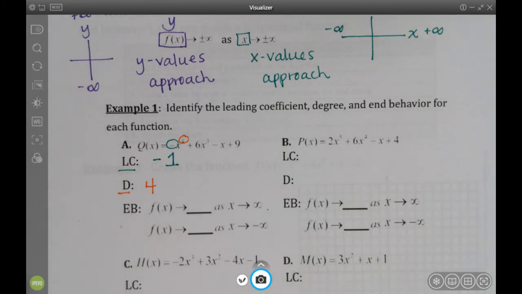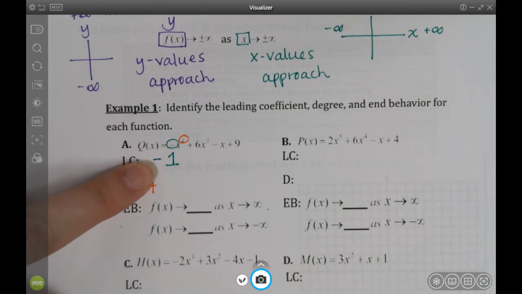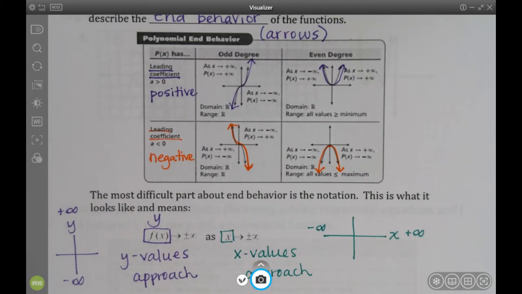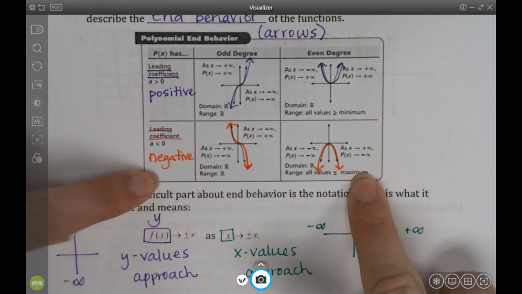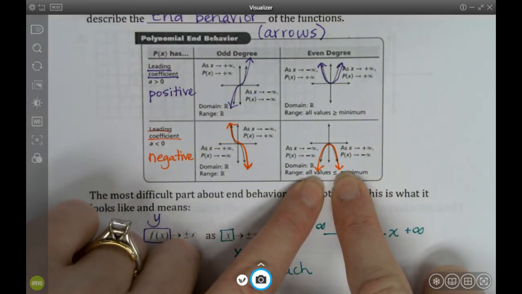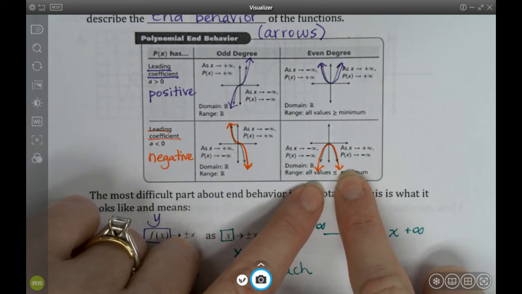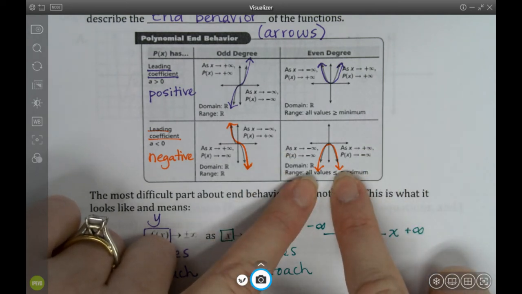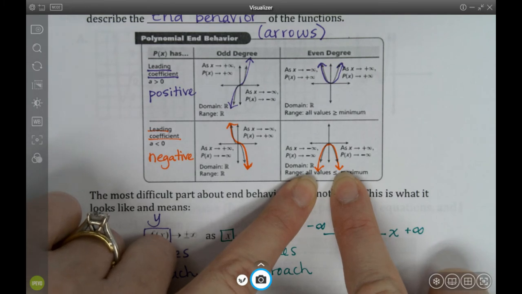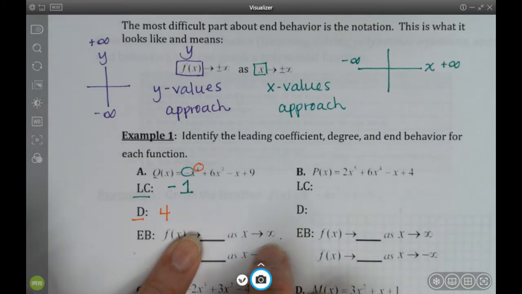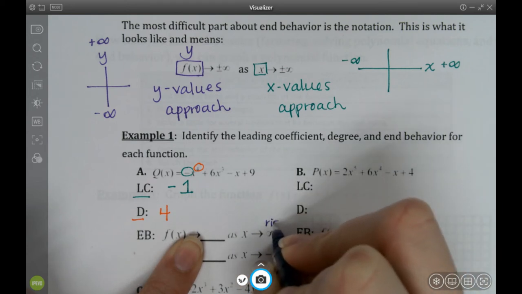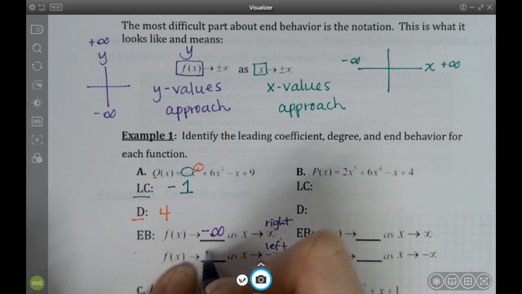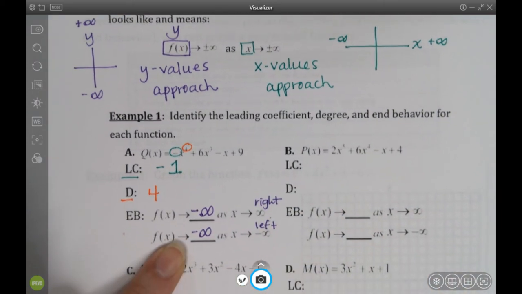All right, so using my chart up here, if it's a negative leading coefficient and an even degree, it's going to go down, right? It's going to open down. Both of them are going to be negative. So no matter if we're going to the left or to the right, both y values are going to go towards negative infinity. So to the right-hand side, we're going to negative infinity. To the left-hand side, we're going to negative infinity because both of them were pointing down.